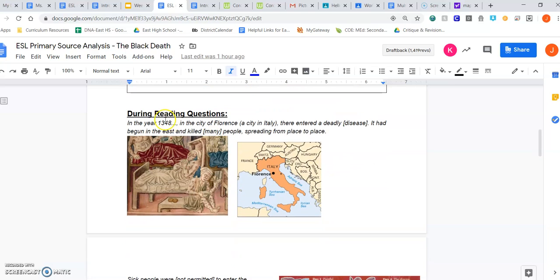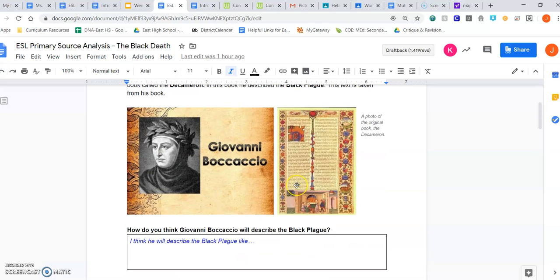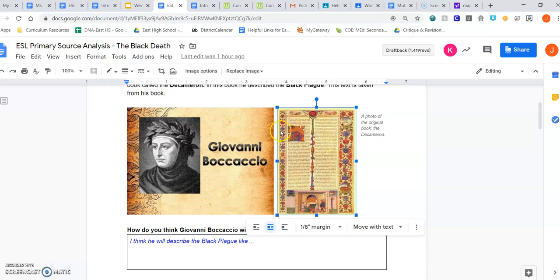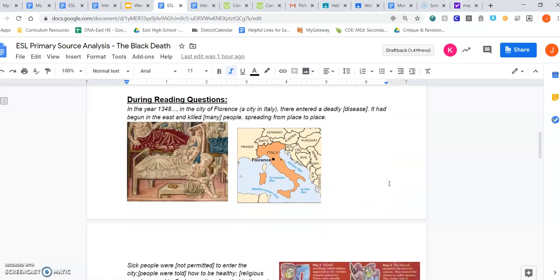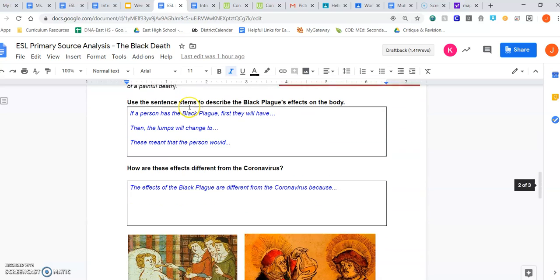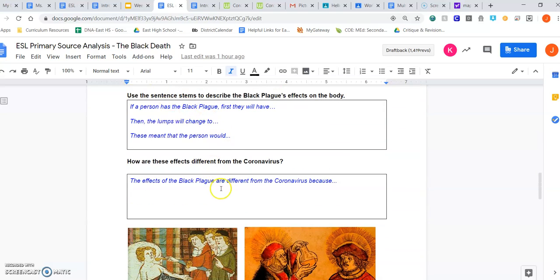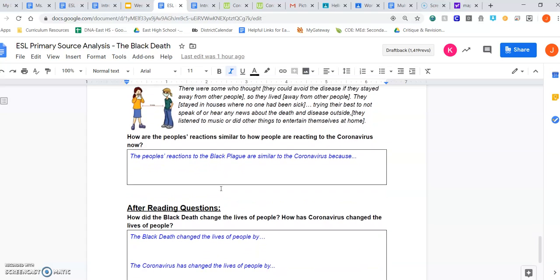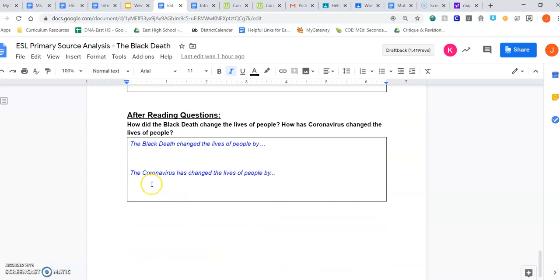You're going to do the during reading questions. So you're reading this primary source. Remember, a primary source is from history. This is a text piece from this book that was from the Renaissance during the Black Death. So answer the during reading questions by finishing the sentences in blue. Use the pictures to help you understand, and then complete the after reading questions by finishing the sentences in blue.